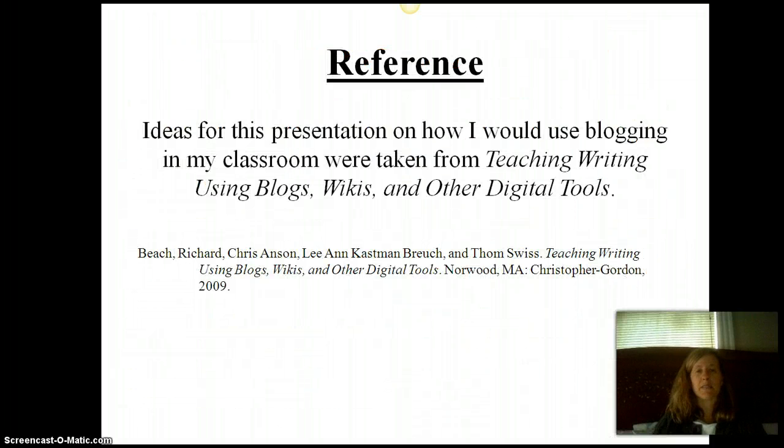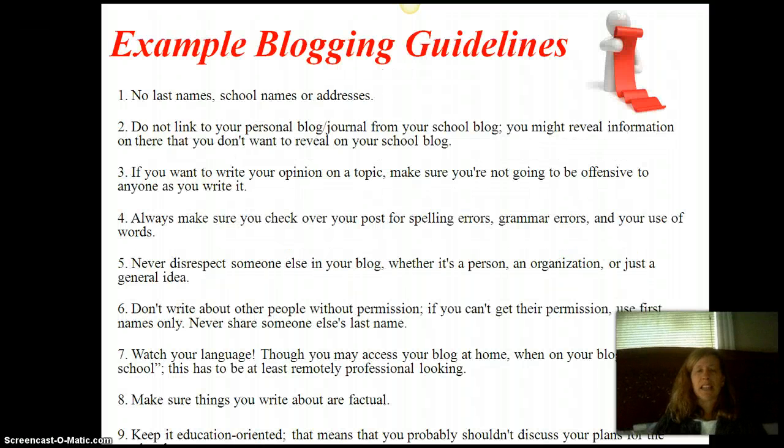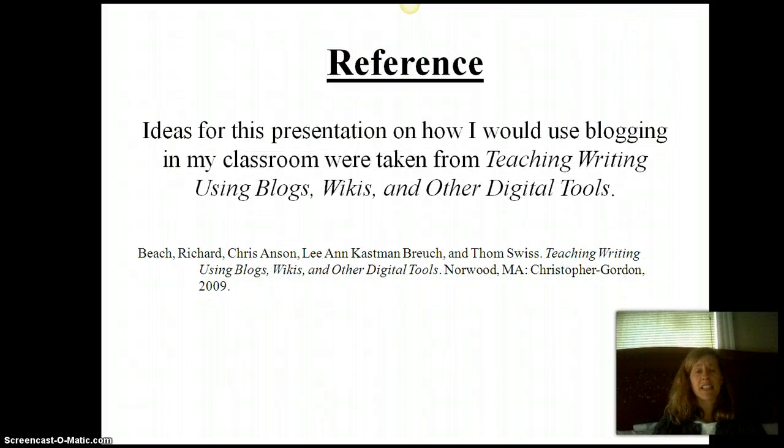And then you have some example blog guidelines here. So I think this is great. I think you've thought about one tool that you read about and tried to think through some of the issues if you were going to blog in your classroom, and I really hope you get to. So enjoy.